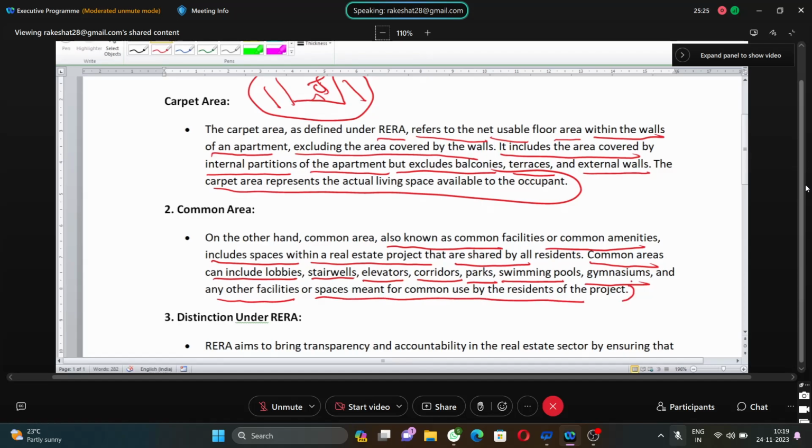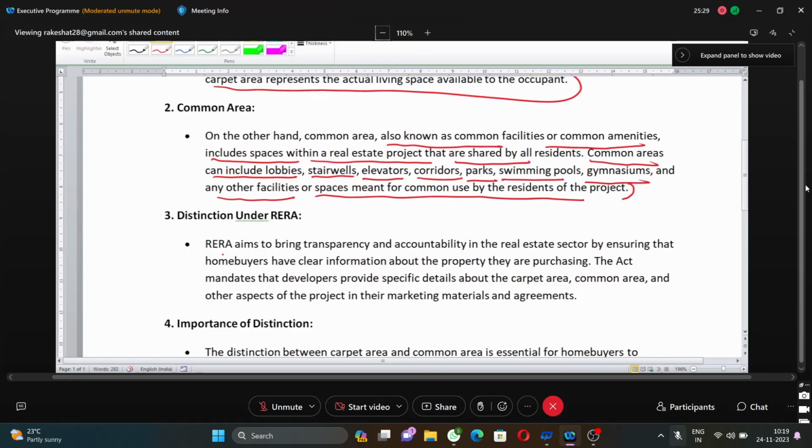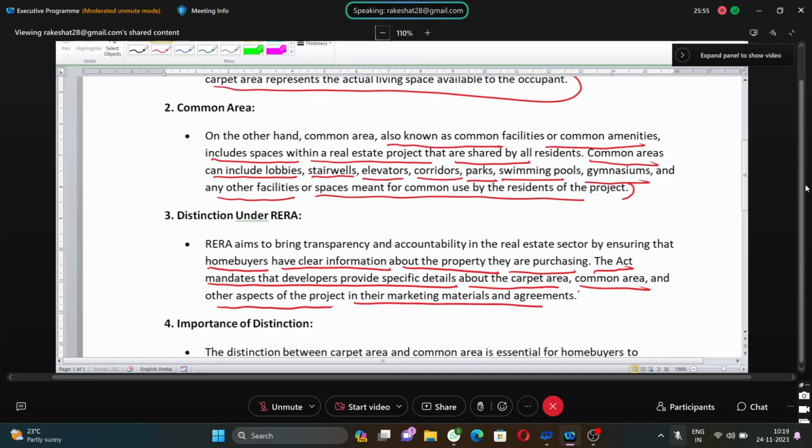Now, what is the distinction? What is the difference? RERA aims to bring transparency and accountability in the real estate sector by ensuring that home buyers have clear information about the property that they are purchasing. The Act mandates that developers provide specific details about the carpet area and common area and other aspects of the project in their marketing materials and agreements.